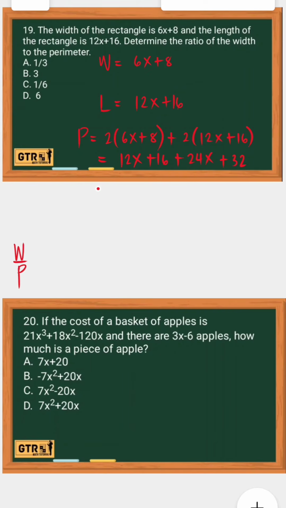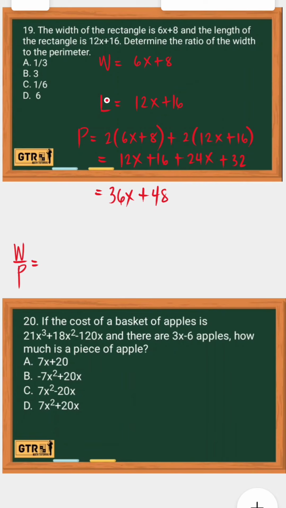So therefore, the perimeter is equal to, so combine like terms lang tayo, 12x plus 24x, that will give us 36x. And then 16 plus 32, so that is equal to 48. So 36x plus 48 ang ating perimeter. So now kunin natin ang ratio ng width to perimeter.